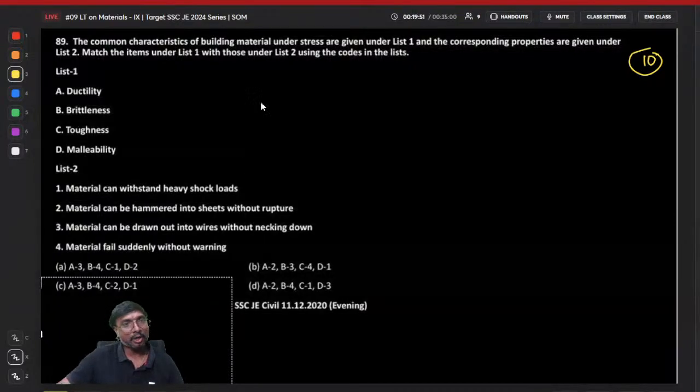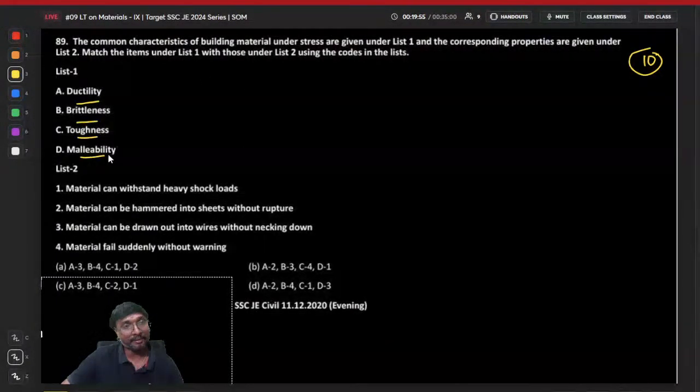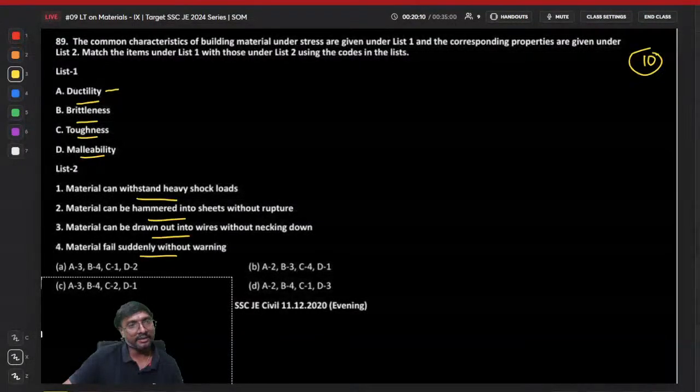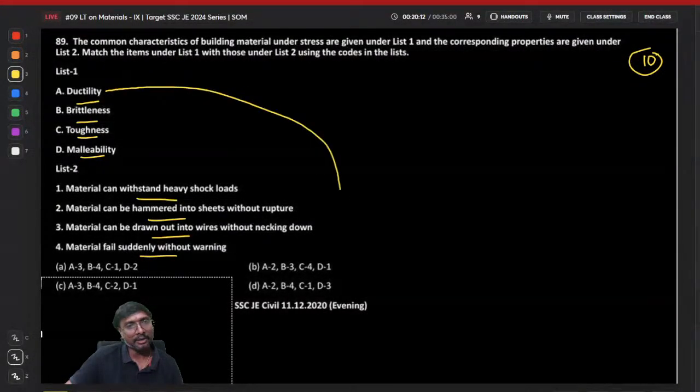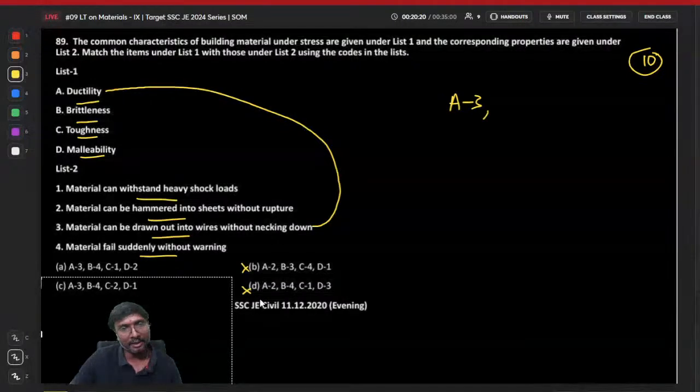Now what is it? You can say common characteristics, list 1 and list 2 would have to match, right? Ductility, brittleness, toughness, malleability. Material can withstand heavy shock loads. A material can be hammered into thin sheets without rupture. Material can be drawn into thin wires without necking. Material fails suddenly without warning. So now if you just observe, ductility is matching to which one? This material drawn into thin wires, na? So A is matching to which one? This 3, na? A3. A and C options are there. B, D, you try to eliminate it.